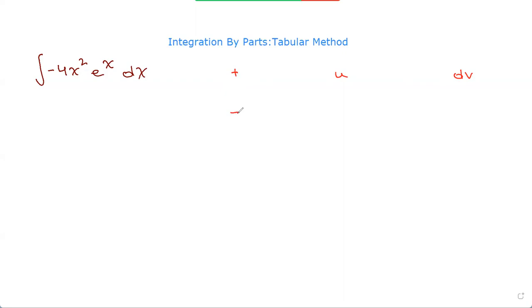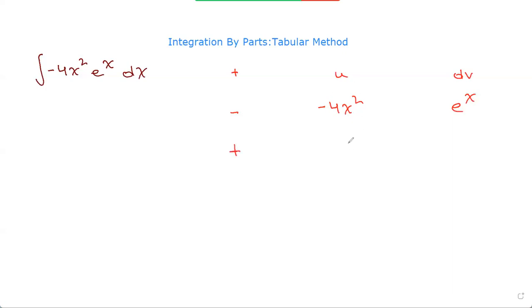The second row would have a negative sign. And we have to find what u is. We know that u would be negative 4x squared because algebraic is above exponential. dv is e to the power of x. Now switch the sign again to positive.